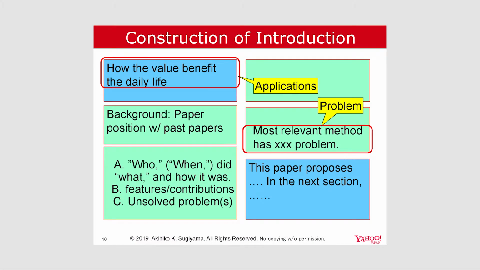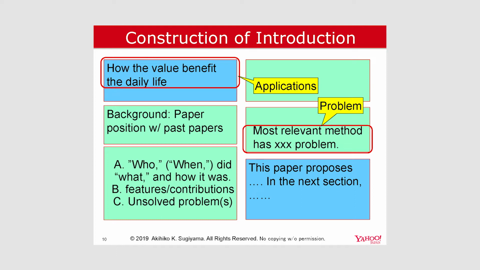Now, after having done that, this is how your introduction looks in your paper. When you have drafted your paper, this is a single page usually devoted to the introduction. In the first paragraph here, you will describe how the value benefits the daily life. So this is the application part. And then in the second and the other paragraphs in between, you will describe the background, and the paper's position with respect to past papers. Okay? In these paragraphs, in green here, you will be describing these three things, A, B, and C.